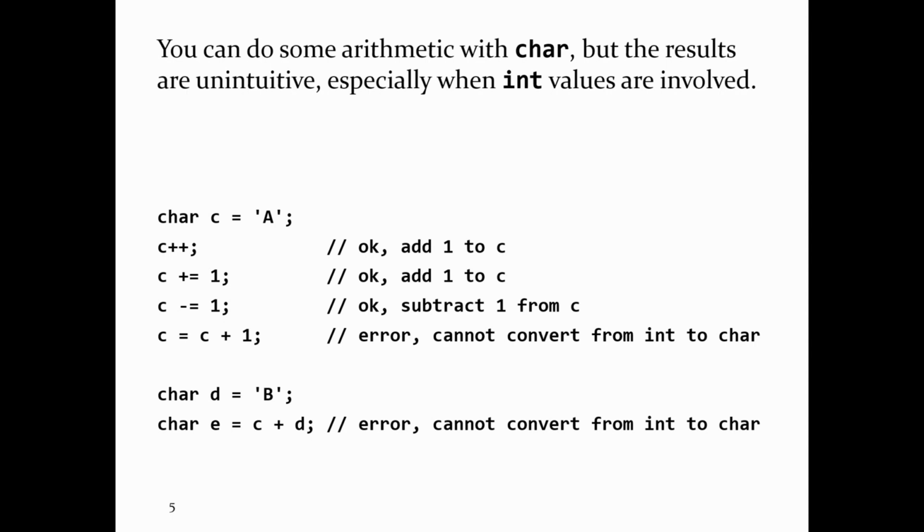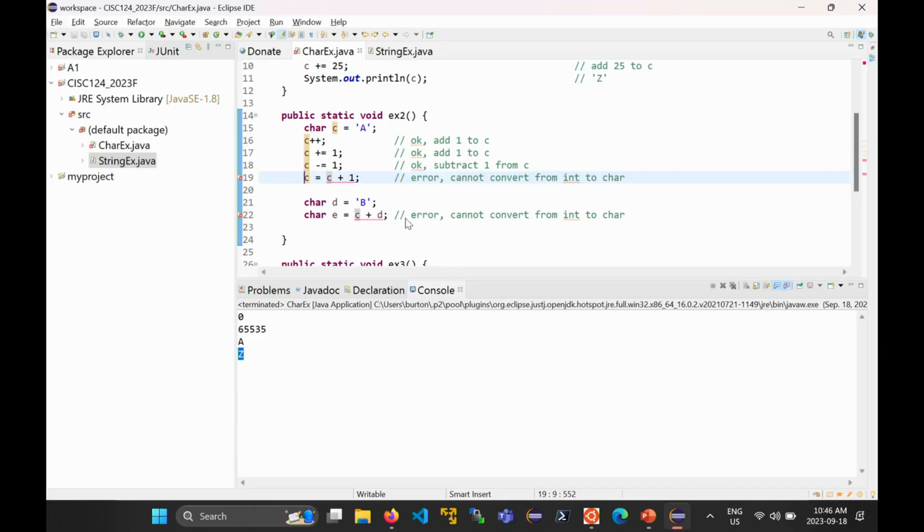If I change the type of e, yeah, down here. If I write int e equals c plus d, yes, that works. But it's not a char anymore, right? It's not a char anymore. If you really want to compute these this way, you need a cast, right?